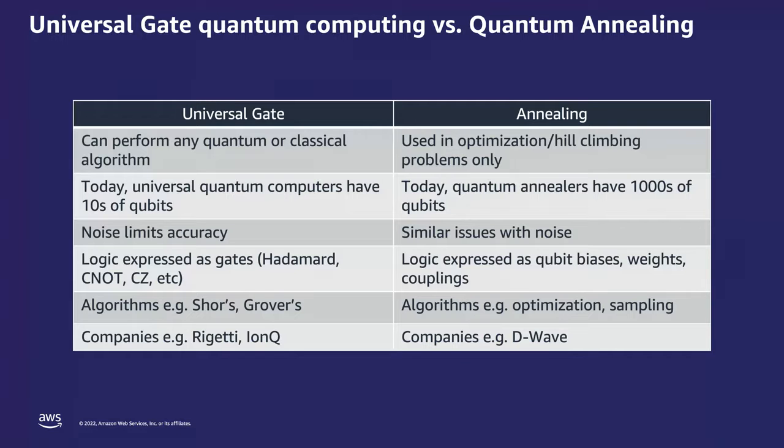Some of the algorithms in the universal gate land will be things like Shor's algorithm, which is very popular in popular science, and Grover's algorithm. And then for annealers, these are different algorithms. So for example, optimization problems and sampling problems, those are the kinds of things that you would use an annealer for. And obviously, of the companies I've already mentioned, D-Wave are the annealers we're going to use today. And then the universal gate companies, there's people like Oxford Quantum Circuits, there's Rigetti, there's IonQ, and more companies coming out all of the time.